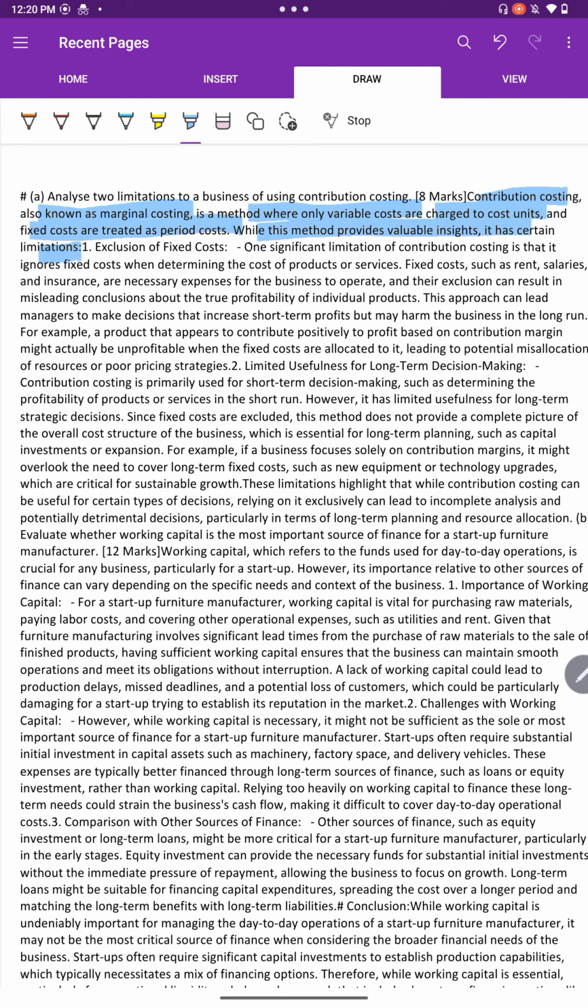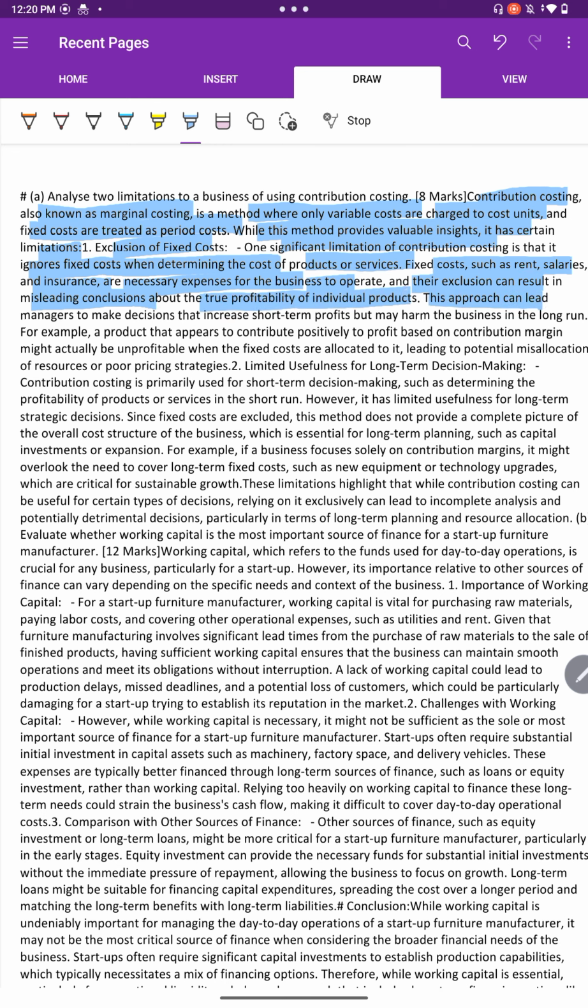First one would be exclusion of fixed costs. One significant limitation of contribution costing is that it ignores fixed costs when determining the cost of products or services. Fixed costs such as rent, salary, insurance are necessary expenses for the business to operate, and their exclusion can result in misleading conclusions about the true profitability of individual products.